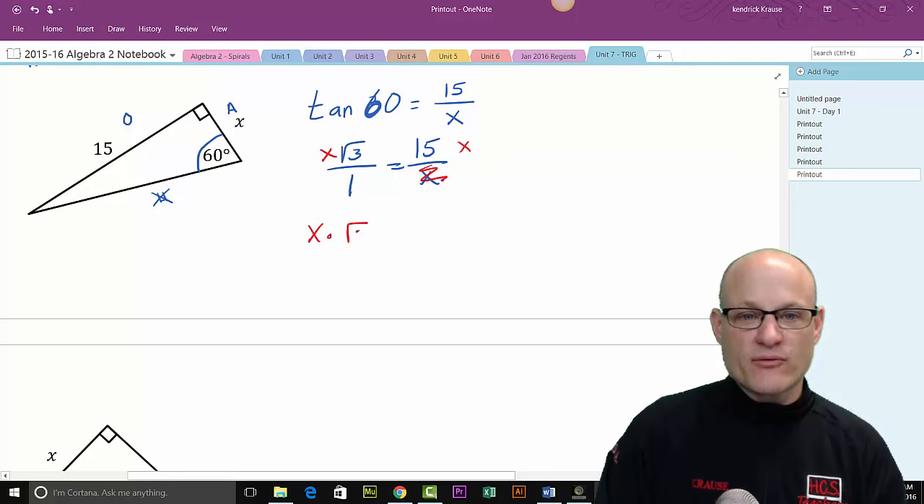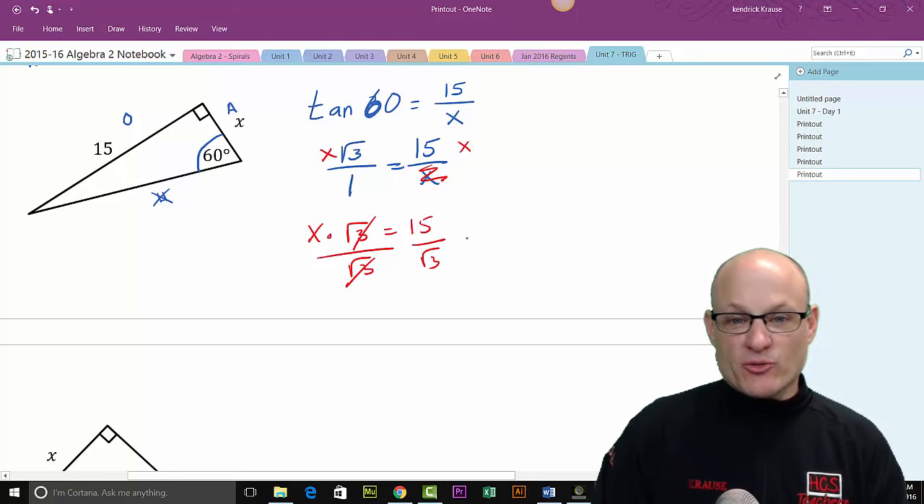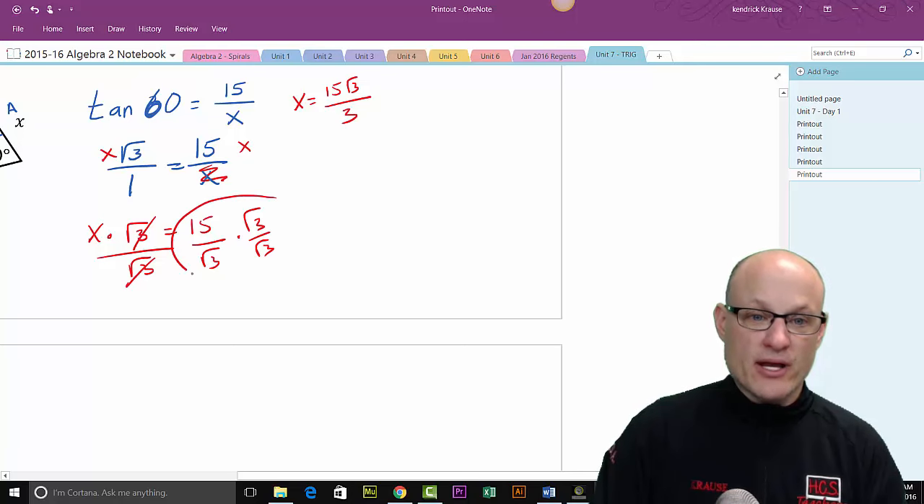All right, now I got to divide by the square root of 3. And that's what x equals, but I got to rationalize it. So multiply by radical 3 over radical 3. So I get x equals 15 radical 3 over 3 when I do that math. Or x equals 5 radical 3. One more.